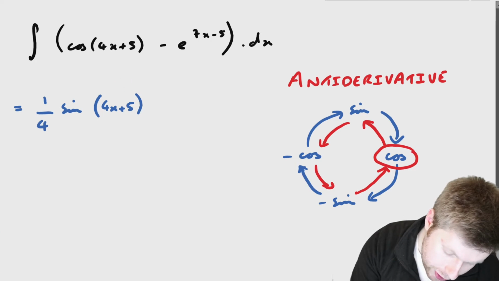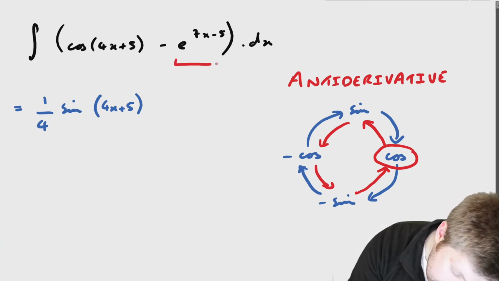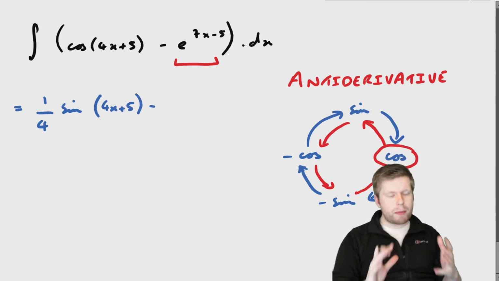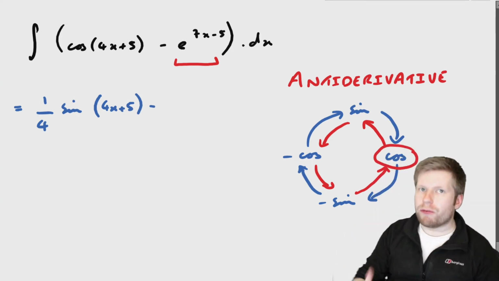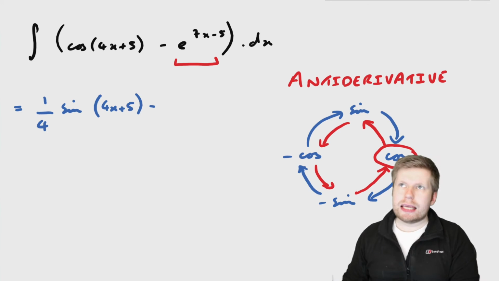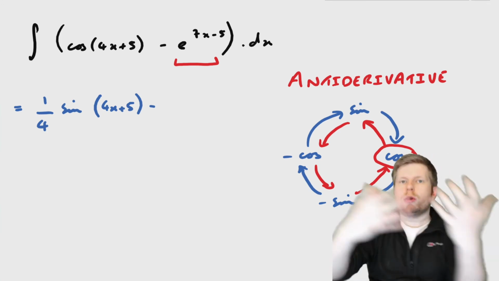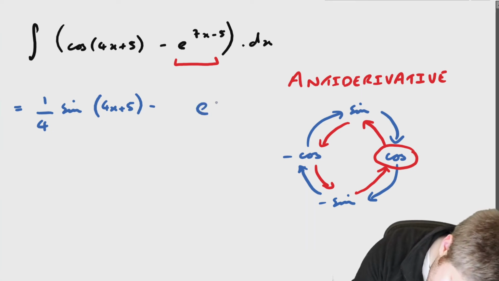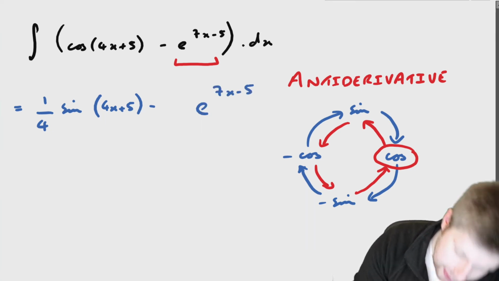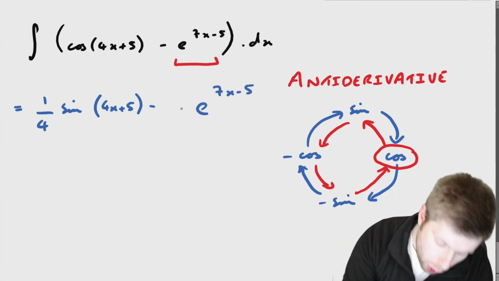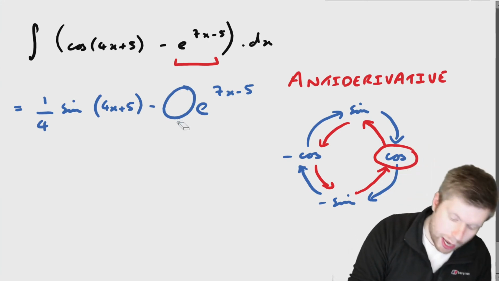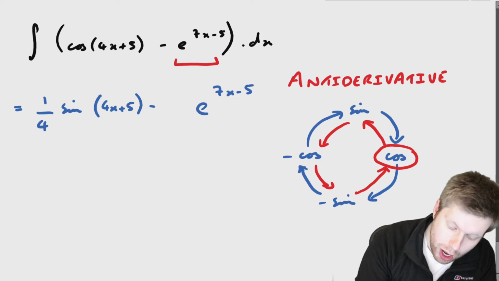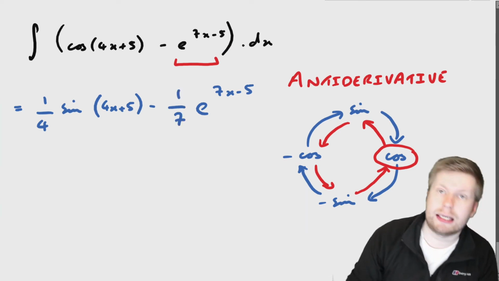Okay, so let's move on to the second function, which is my e to the power of 7x minus 5. Well, I know it's going to be minus. Now just remember that the derivative of e to a function is the derivative of that function multiplied by e to that function. Now in this case, I should end up with e to the power of 7x minus 5, that's e to the power of my function, but I don't end up with a 7 at the front. So because I don't have a 7 in front of my original function, I need to divide by 7 to cancel it.